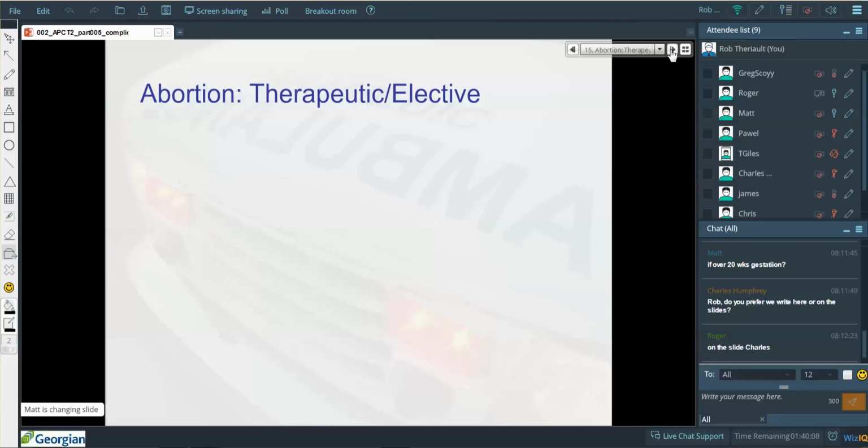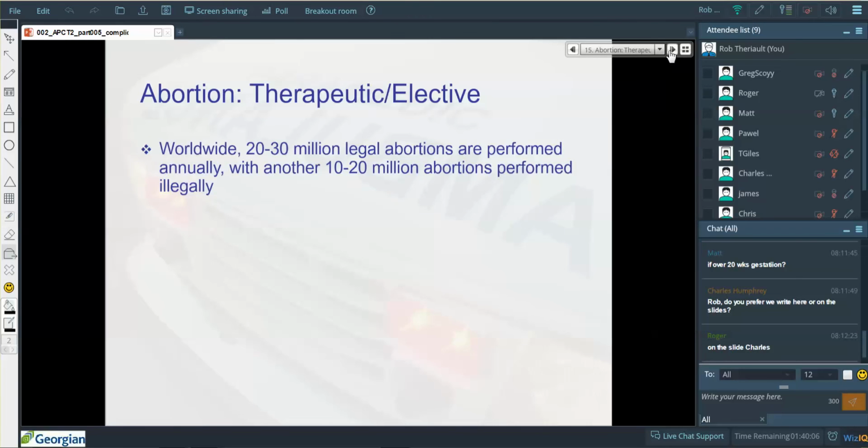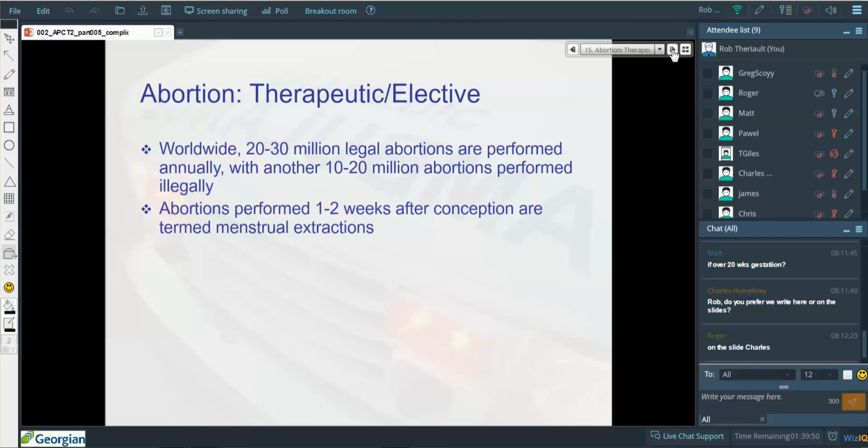So abortions, both therapeutic and elective, just out of interest, worldwide there are about 20 to 30 million legal abortions, and another 10 to 20 million that are performed illegally, generally in developing countries. Hopefully not in Canada.